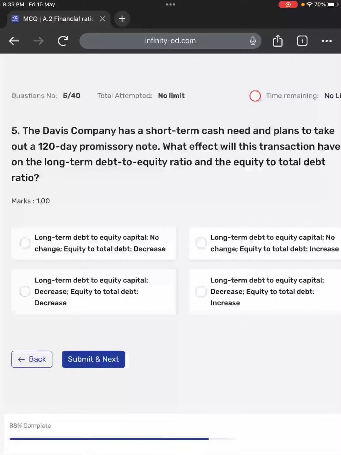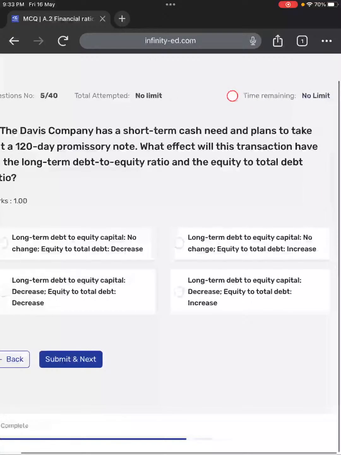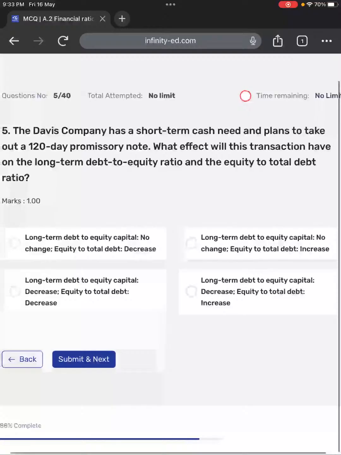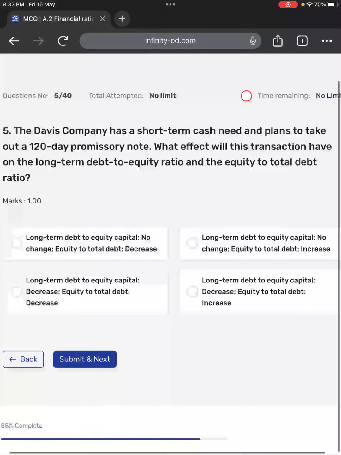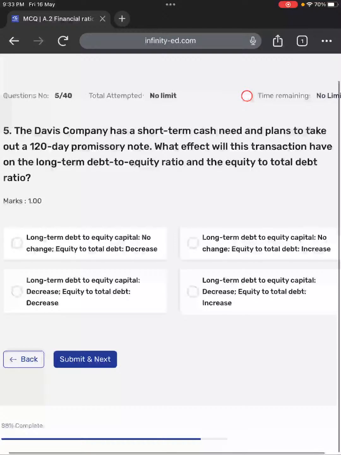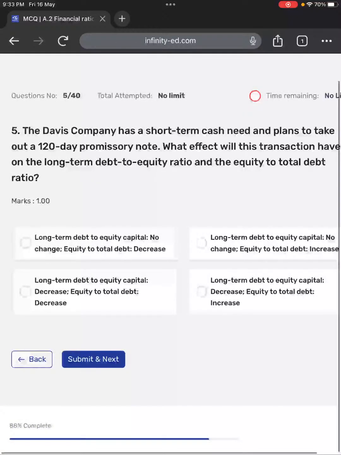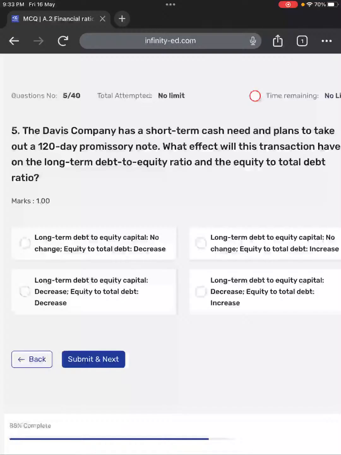Now we are in question number 5. The Devil's company has a short-term cash need and plans to take out a 120 days promissory note. What effect will this transaction have on the long-term debt to equity ratio? Long-term debt to equity ratio will hold no change, because this is a 120-day promissory note, this is not long-term.